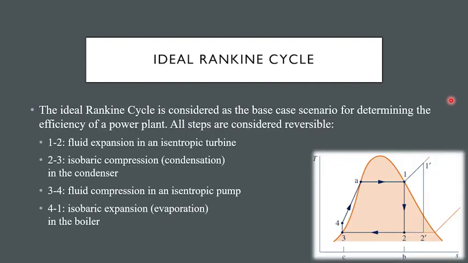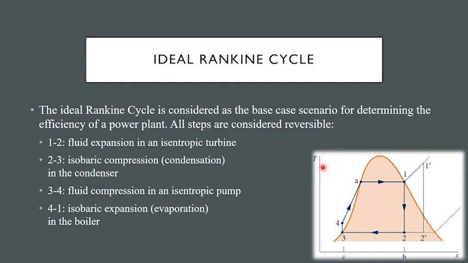Now, let us talk about the different iterations or the different types of the Rankine cycle. Let us start with the base case and the simplest scenario. This is the ideal Rankine cycle. The ideal Rankine cycle is considered as the base case scenario for determining the efficiency of a power plant, and all of the steps are considered reversible.